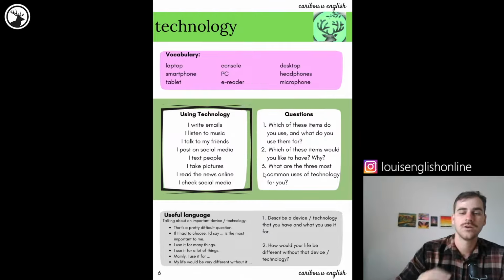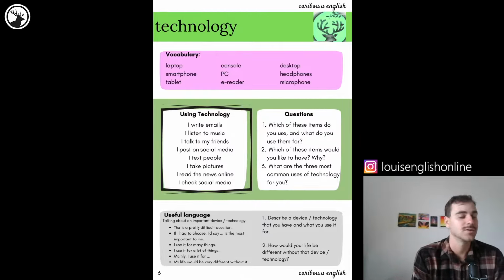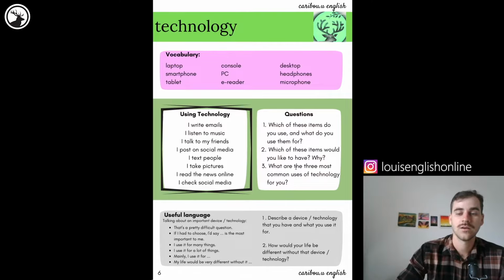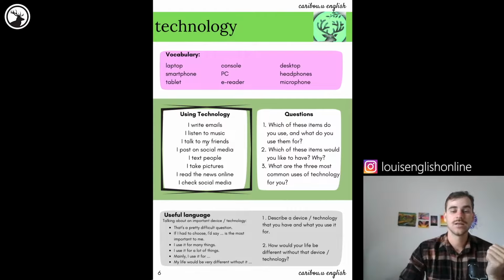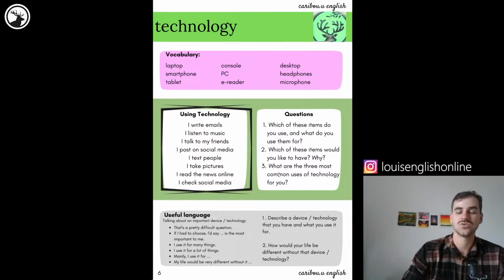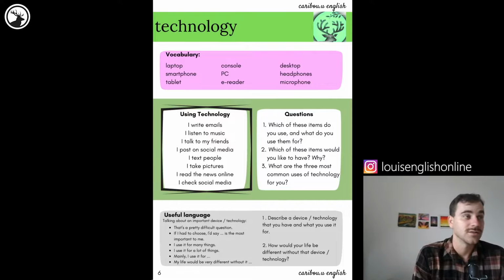Number 3, what are the 3 most common uses of technology for you? So a good trick is to repeat the question when you're answering it. So you can say, starting here, the 3 most common uses of technology for me are writing emails, texting people, and taking pictures. So try to make that sentence on your own. I'll say it again. The 3 most common uses of technology for me are writing emails, listening to music, and taking pictures.